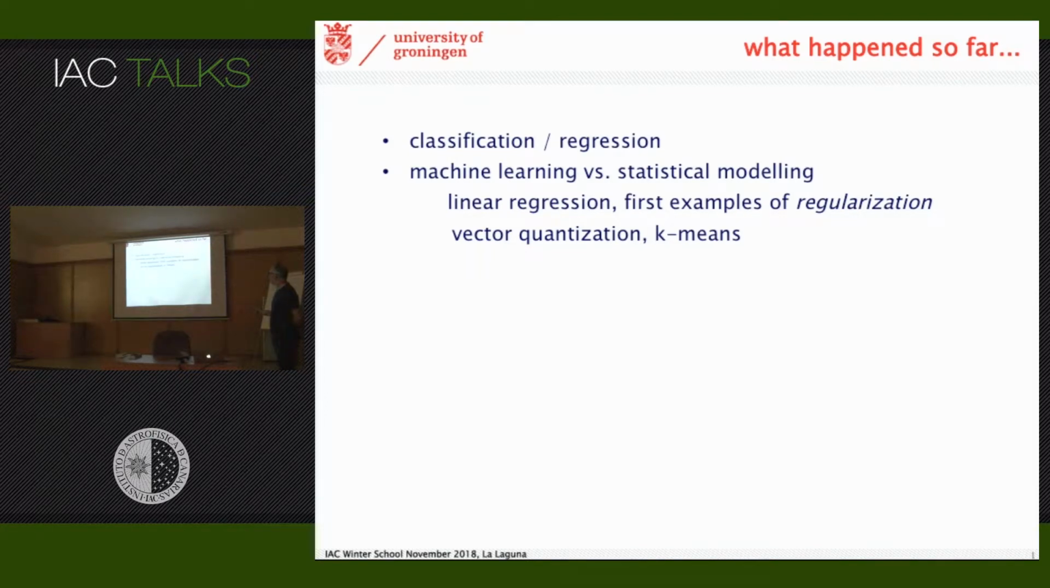We looked at classification and regression problems from a rather general perspective to begin with. I said a bit about the differences and commonalities of machine learning versus statistical modeling. And I used as examples here simple linear regression, where we also saw first examples of regularization. And also we looked at vector quantization and k-means and its relation to density estimation in this context.